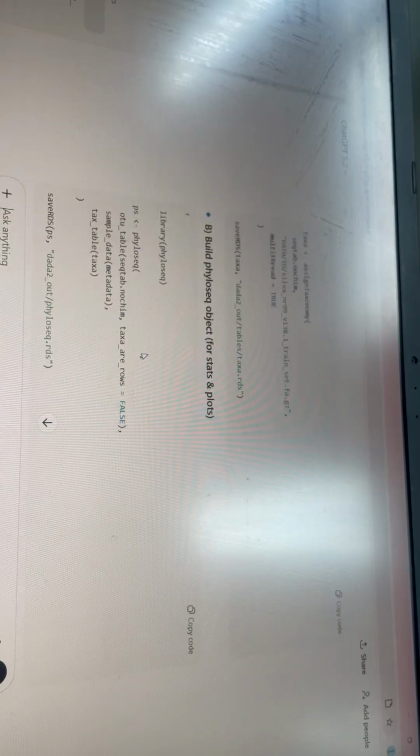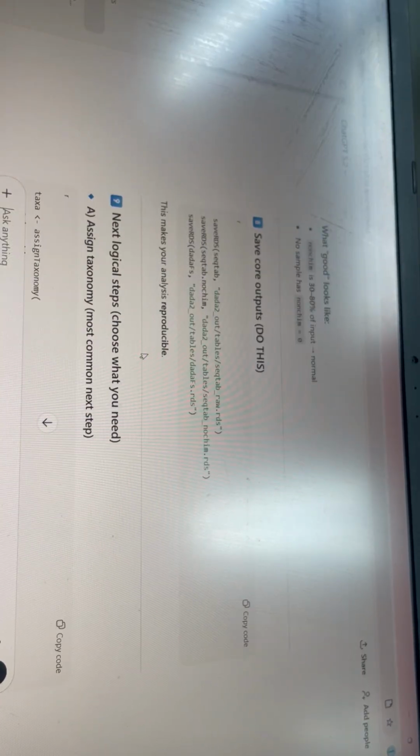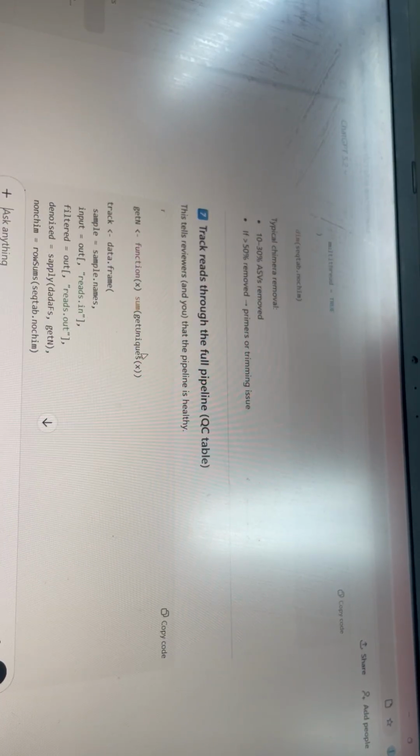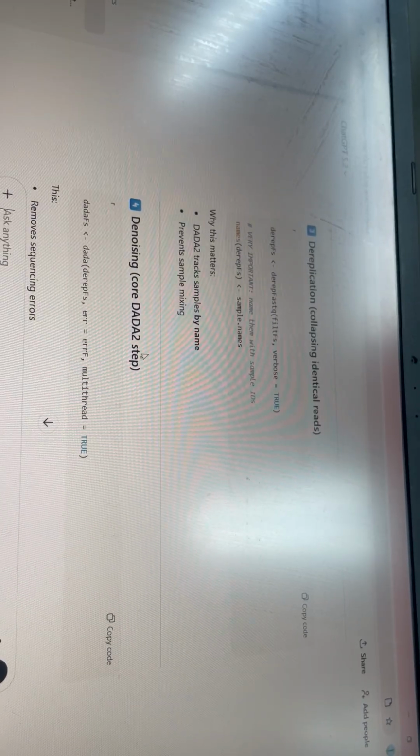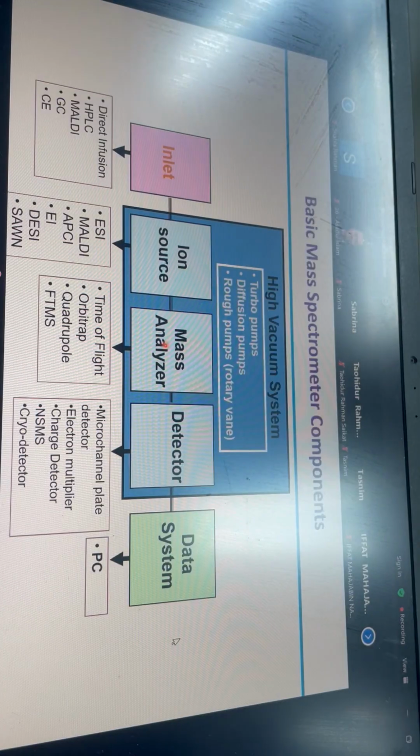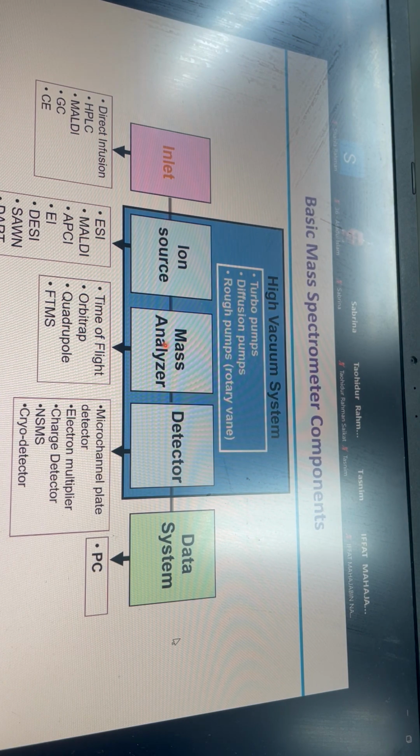And then you have the mass analyzer. What is the function of the mass analyzer? The mass analyzer separates ions and measures their mass-to-charge ratio. Okay, so this is the mass analyzer. This is the main component of the mass spec that actually measures the mass. There are many different types of mass analyzer.